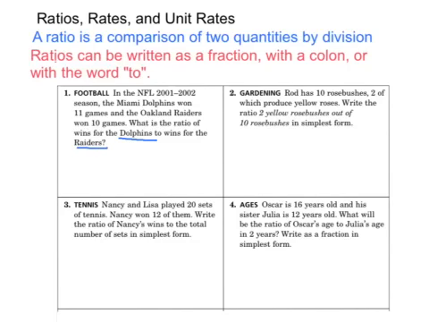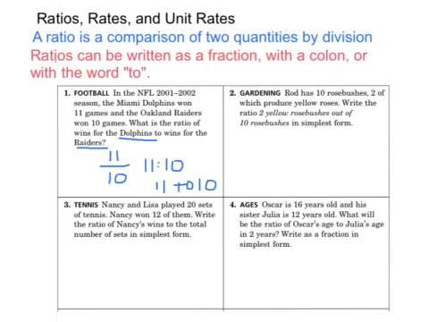Well, the Miami Dolphins won 11 times and the Raiders won 10 times. So I've got 11 over 10. Those are my two quantities. Luckily, we can't simplify it at all, so I'm going to leave it like that. I could also write it with a colon in between, so that would look like this. Or I could even write it with the word "to" in between. So those are your three ways you can write your ratios, and it doesn't matter unless the directions ask for it to be written a certain way.